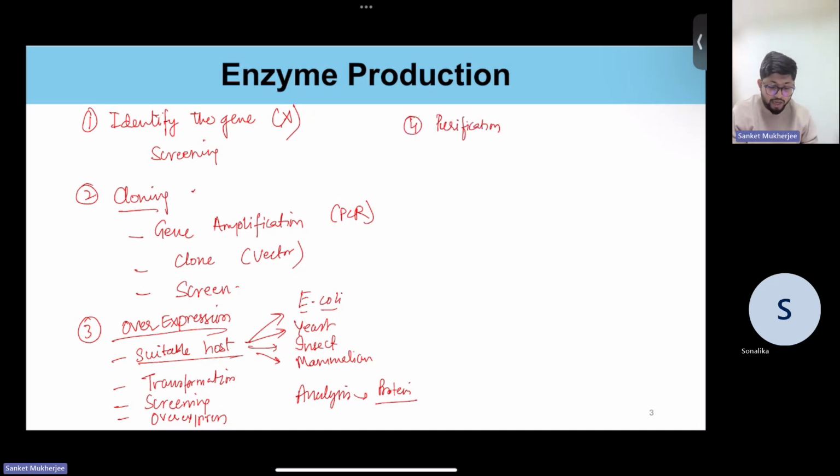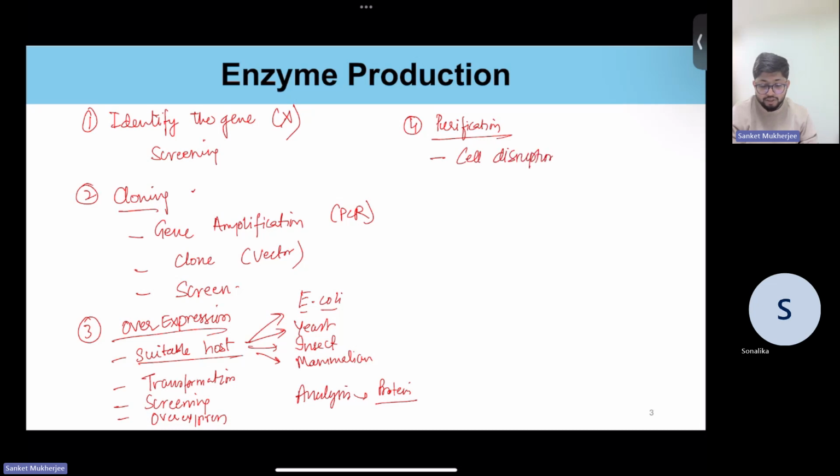Purification of this protein. Now, in a bacteria there would be several proteins that will be expressed. Not only in bacteria, in any kind of host expression system, there will be many proteins that will be expressed apart from your protein of interest. So hence, purification is very essential.